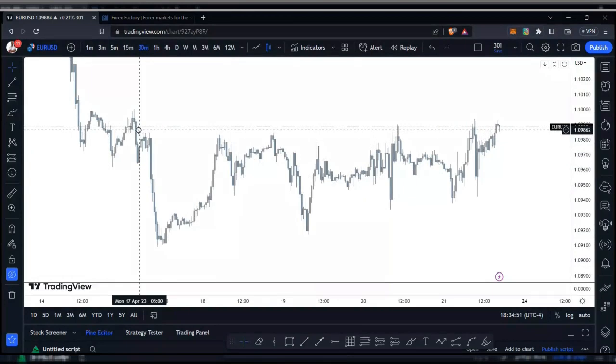Now I was quite certain they were going to sweep these highs. Are you guys getting what I'm trying to say? The inducement and all of that.